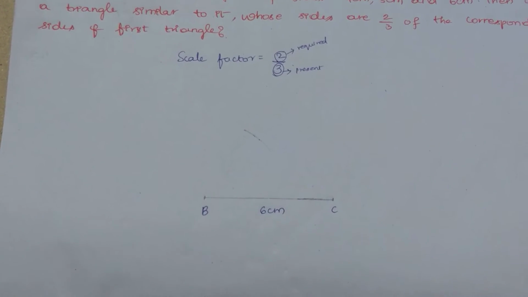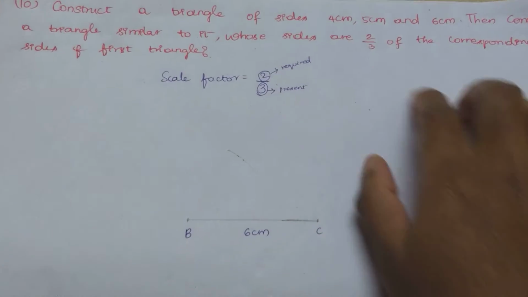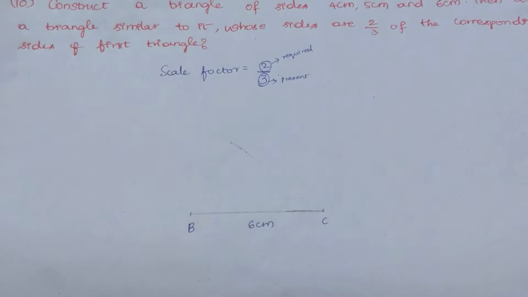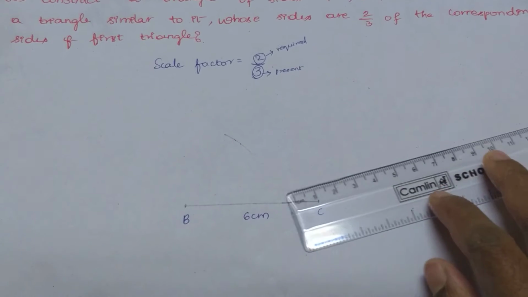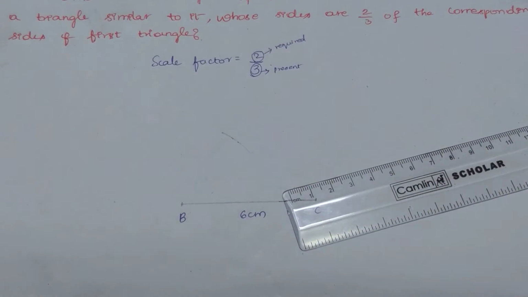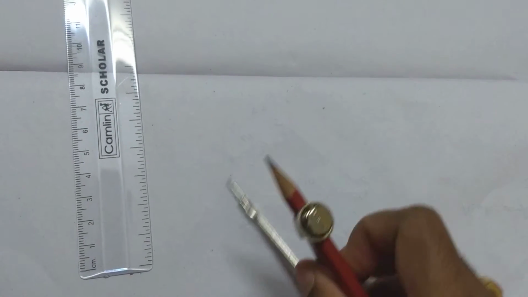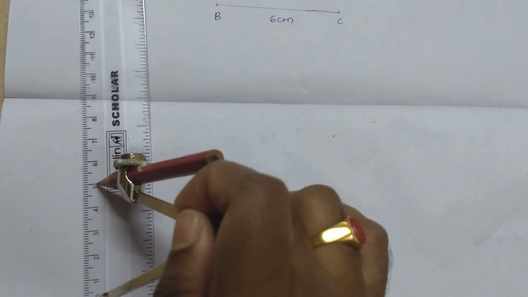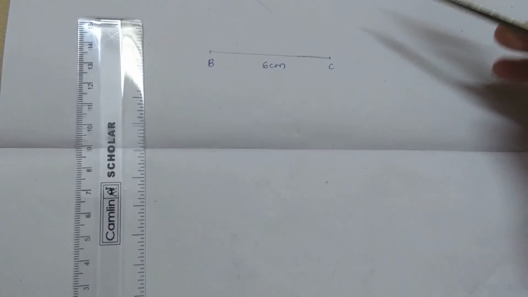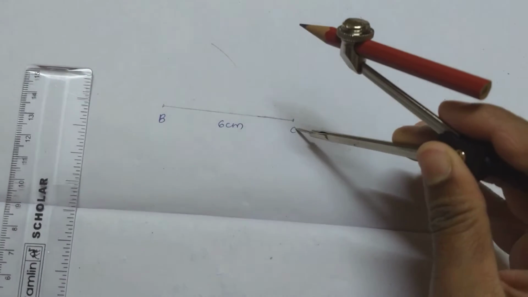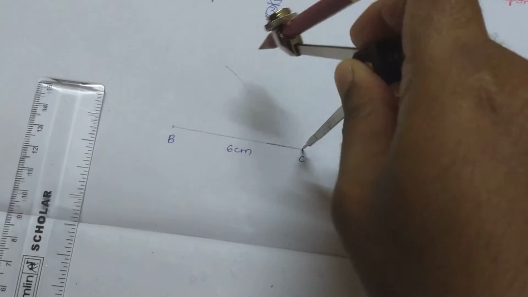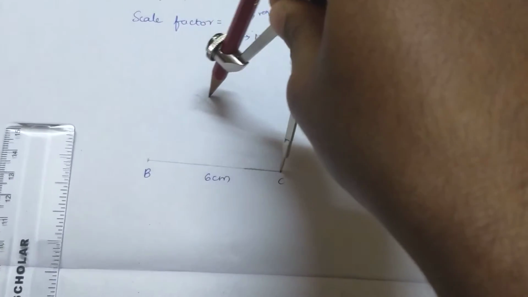After that, take 5 centimeters. One is 4 centimeters, the other one is 5 centimeters, right? From the scale, take 5 centimeters length. See here, let's take 5 centimeters now. From 0 to 5. See, it's 5. Now from C, let's draw an arc so that it meets the arc drawn from B. So from here, let's draw an arc.